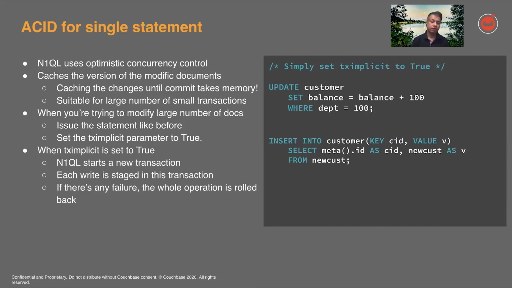Now, if we start caching tens of thousands of documents within the query, that can be memory consuming and can lead to several resource management issues. So when you want to update a large number of documents and can express that operation as a single N1QL statement, simply set the parameter tximplicit to true. That means this particular statement will be run under the auspices of an implicit transaction, so we implicitly open a transaction for all the data modifications.